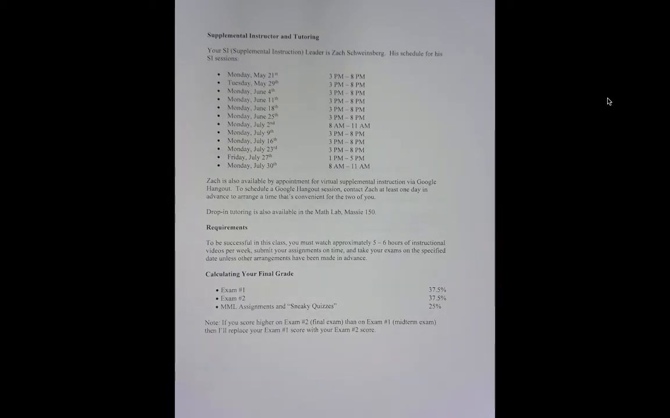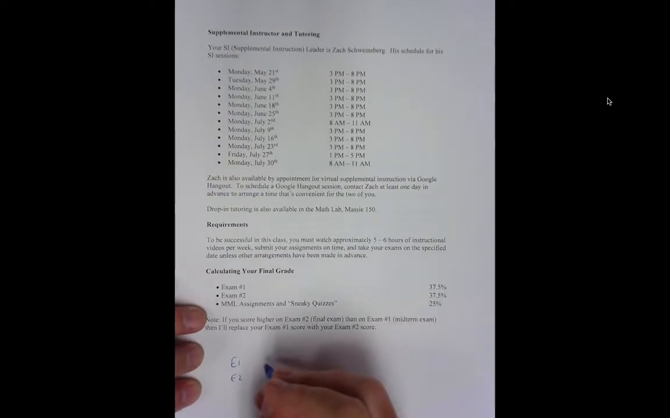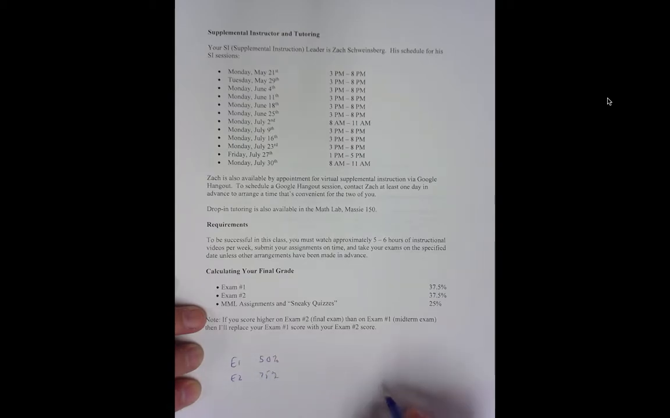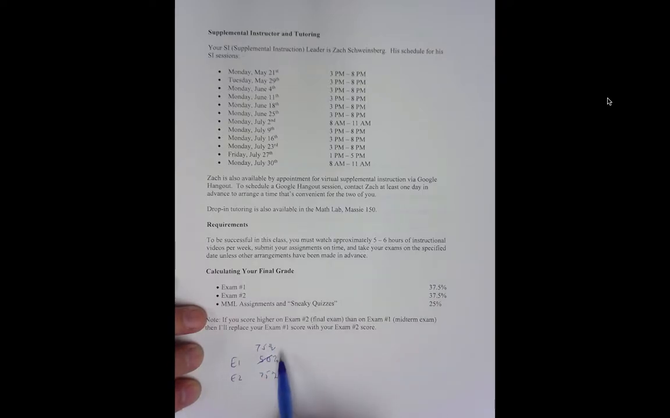To give you an example, I don't know why people screw this up, but sometimes people try to take advantage of it. Let's say on exam 1 you don't do so well and you get a 50%, but on exam 2 you do better and you get a 75%. Then I'll put a 75% there, and you'll average a 75% and a 75% instead of the 50 and 75.